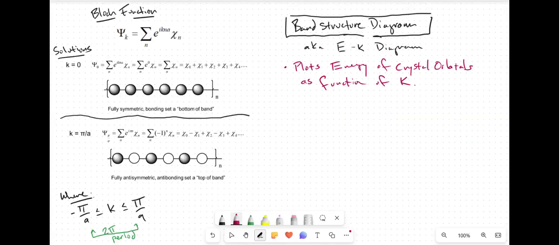So the purpose in introducing the Bloch function was less about doing any rigorous math to compute what the actual wave functions were, which is something that would be reserved for a more advanced class, but more to relate to the origins of this really important diagram called the band structure diagram.